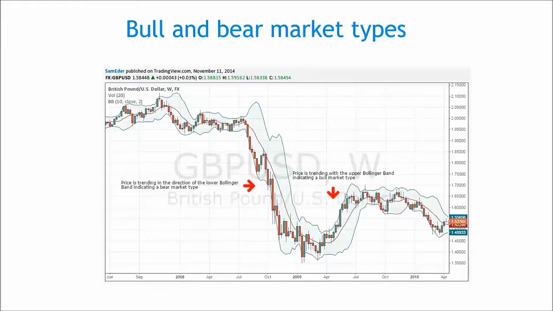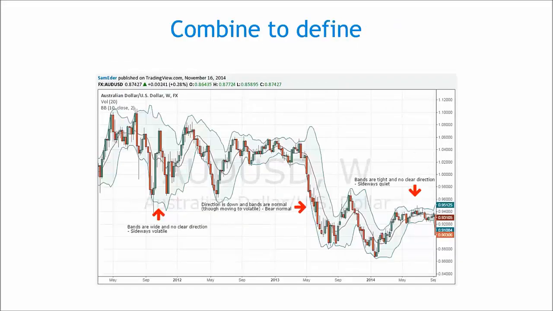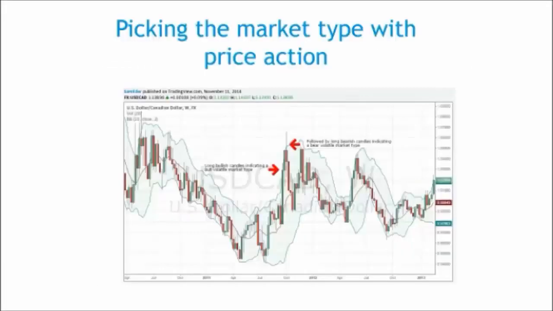If the price is trending in the direction of the upper or lower Bollinger Bands, then that will indicate a bull or bear market. If the price is between the two bands with no clear direction, the market type is sideways. If you combine these two factors, you can normally identify the market type pretty easily.